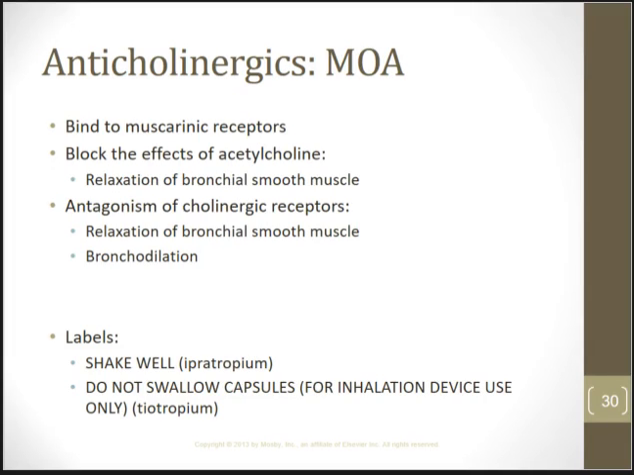So not only do we use our beta agonists as a bronchodilator, but anticholinergics are also bronchodilators, and they bind to the muscarinic receptors, blocking the effects of the acetylcholine, stopping the cholinergic response. That relaxes bronchial smooth muscles. And also, because of the antagonism, it causes bronchodilation. The labels that would go on your inhalers: you want to use Shake Well on your metered dose inhaler, ipratropium. And then the tiotropium is a powdered inhaler, so do not swallow the capsules, only for an inhalation device.